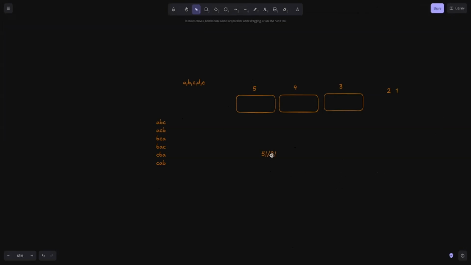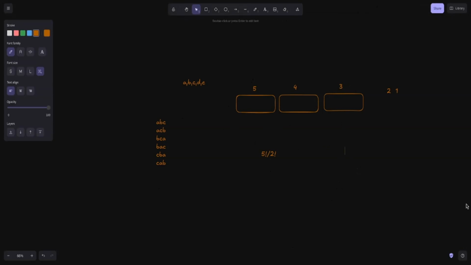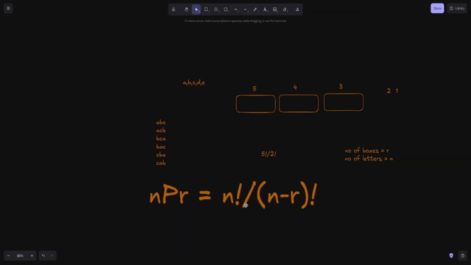So what is 2? My last term, right? So what is my last term? The number of boxes. So we name the number of boxes here as R and the number of letters as N. So my final NPR becomes nothing but N factorial by N minus R factorial. So this is the formula for permutation, as simple as that.